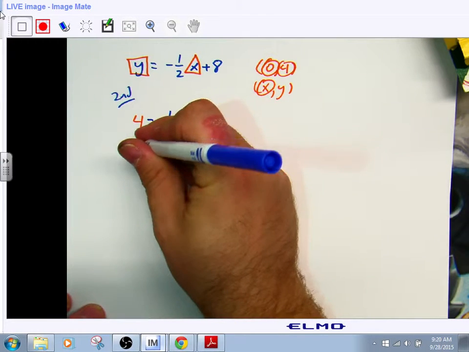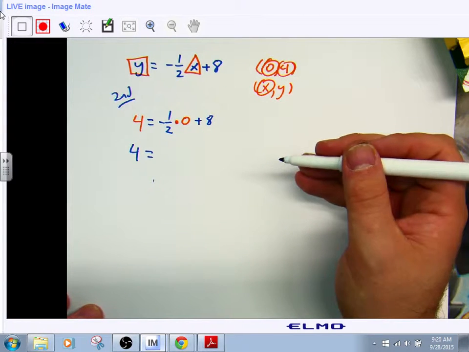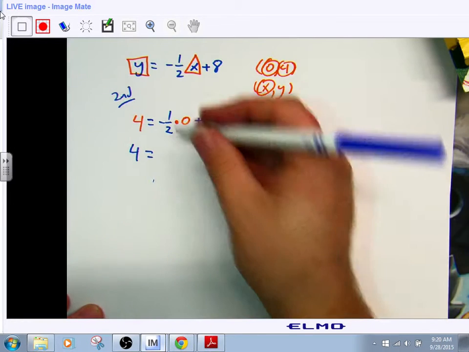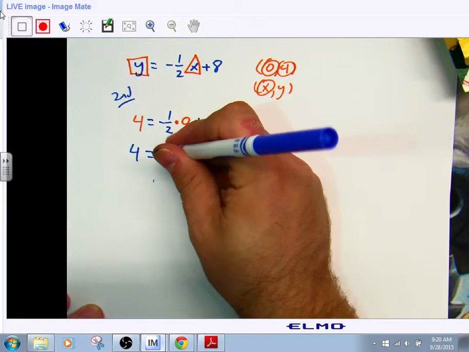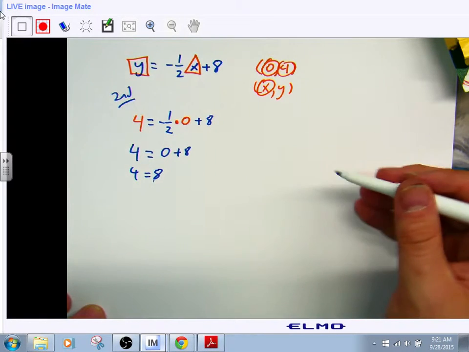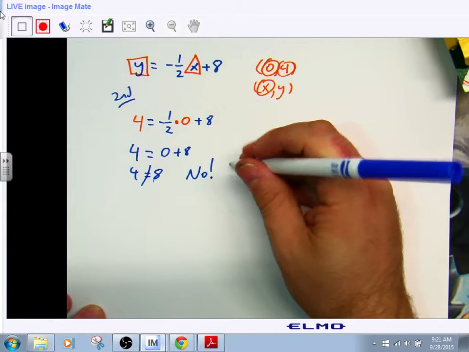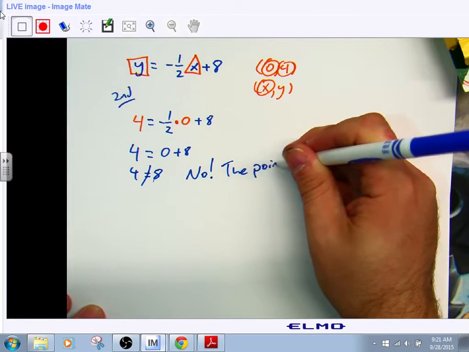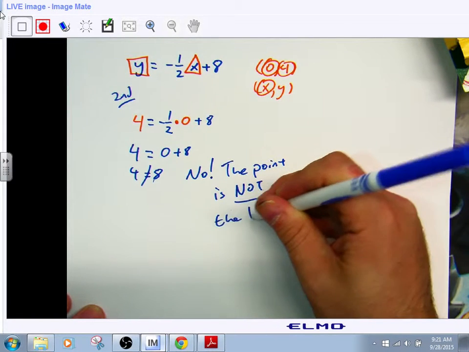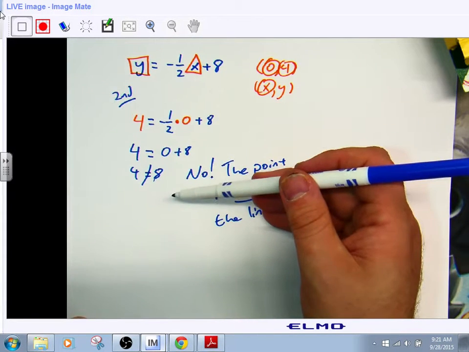So I have 4 is just 4. Negative 1/2 times 0, well, that's going to be 0, because 0 times anything is 0. If I have nothing, I have nothing. It doesn't matter how many nothings I have. 0 times negative 1/2 is 0, plus 8. 4 equals 8. In this case, 4 does not equal 8. So I would say, no, the point is not on the line. It's not on the line. And I know this algebraically because by plugging it in, I see that it's not a usable solution.